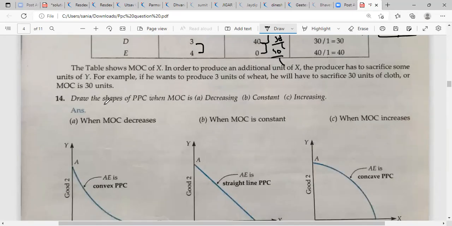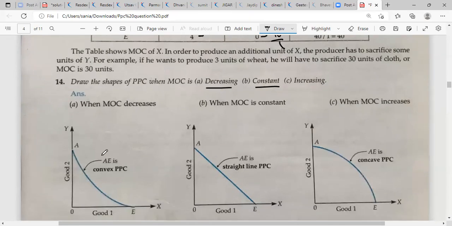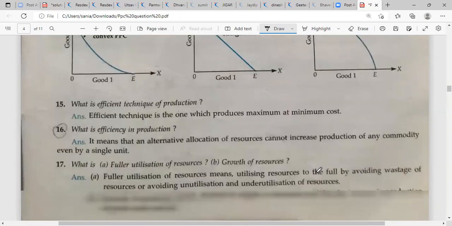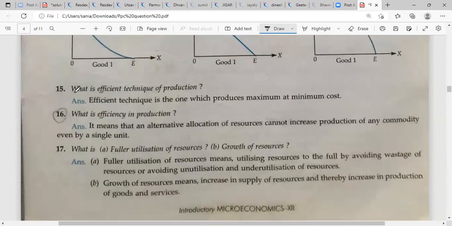Now you have to draw the shape of PPC when MOC is decreasing, constant and increasing. So when it is decreasing, it will be convex. When it is constant, it is going to be a straight line. When MOC increases, it is going to be concave, right? Yes, teacher.